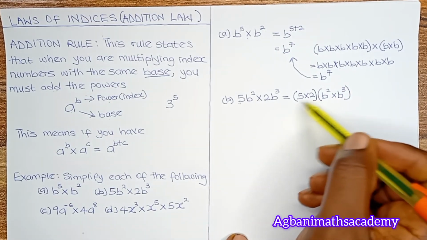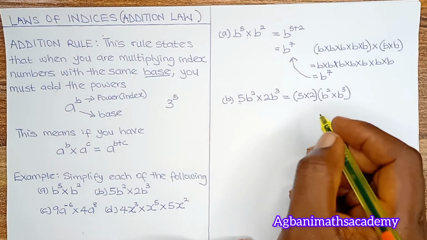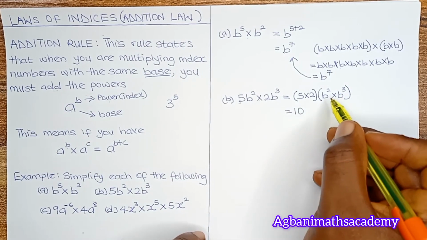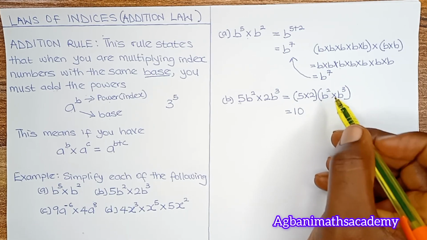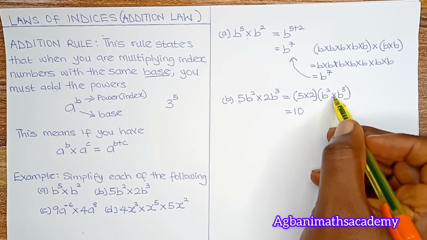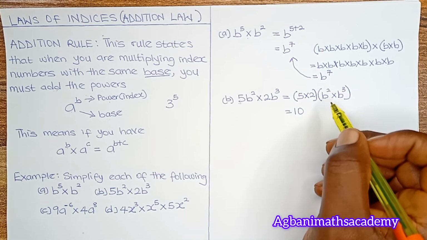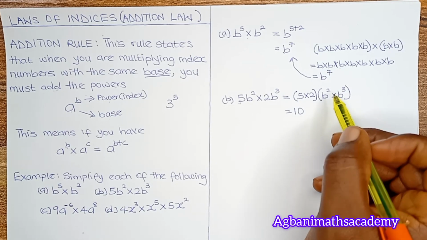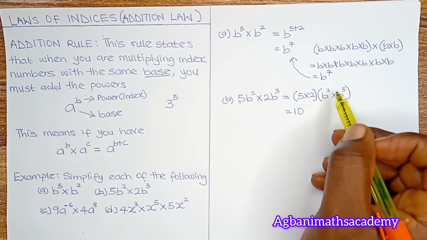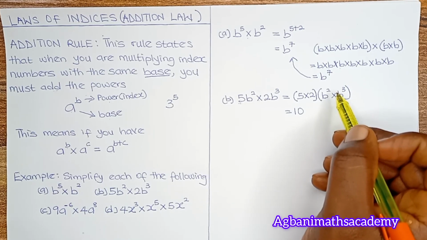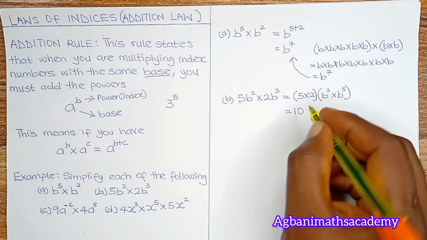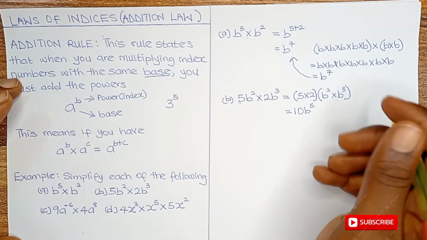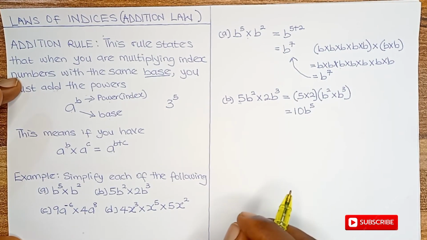For the numbers, we can just multiply them normally. 5 multiplied by 2 gives us 10. And then following the law of addition, b to the power of 2 multiplied by b to the power of 3 is going to give us b to the power of 6. Am I correct? No, I'm not correct, because I'm multiplying the powers, 2 multiplied by 3 giving 6. I'm supposed to add the powers. So it's supposed to give us b to the power of 5. That's the answer to the second example.